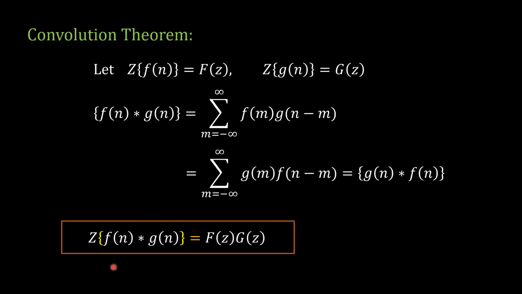So in this way, this convolution theorem will be used, and it plays an important role in the solution of difference equations and in probability problems involving the sum of two independent random variables. So this is all about properties and theorems of Z transform.